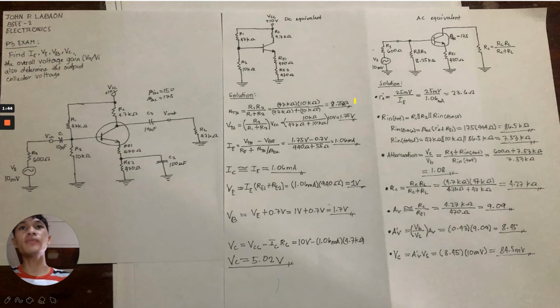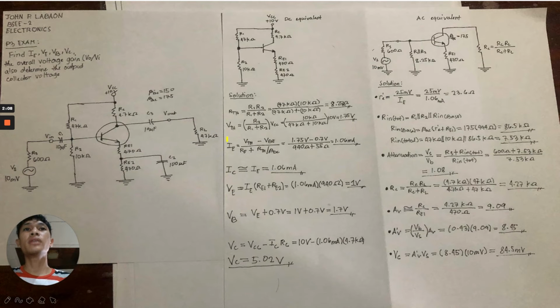And for our Thevenin's voltage, R2 over R1 plus R2 multiplied by our VCC, which is equal to 10 kilo ohms over 47 kilo ohms plus 10 kilo ohms multiplied by 10 volts. So we get the value of 1.75 volts. So we already have the Thevenin's voltage and the Thevenin's resistance.